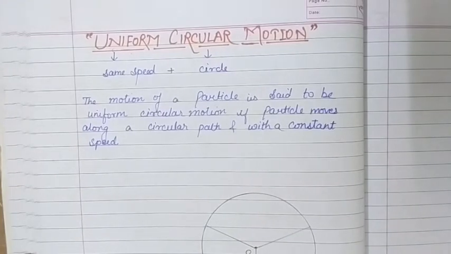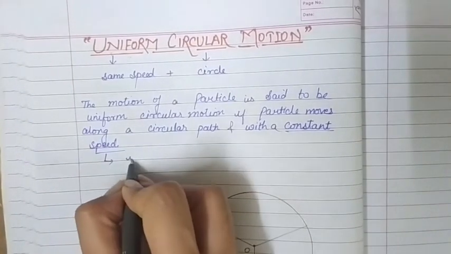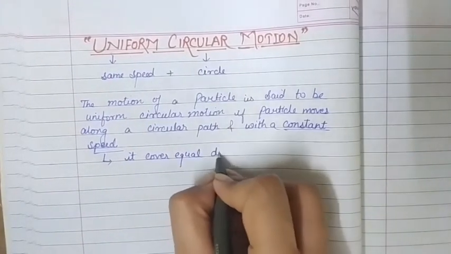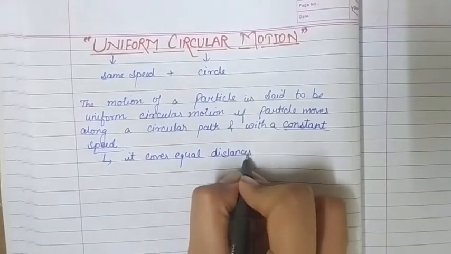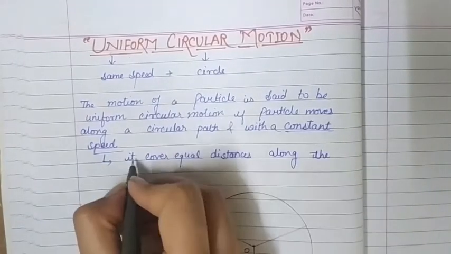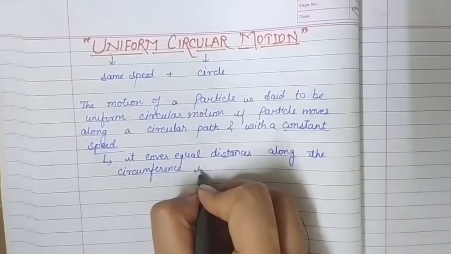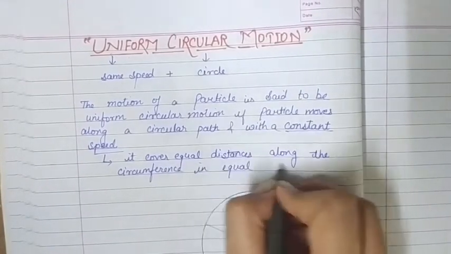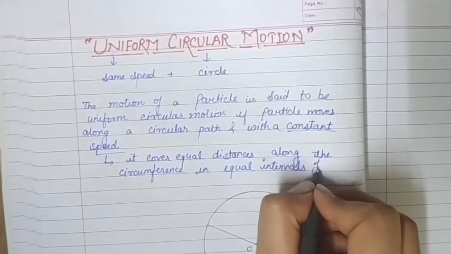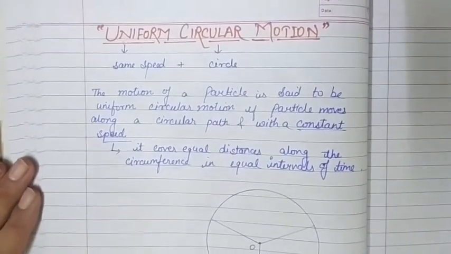Now by constant speed we mean that it should move such that it covers equal distances along the circumference, because the path is circular. It covers equal distances along the circumference in equal intervals of time. Alright, so this is uniform circular motion.